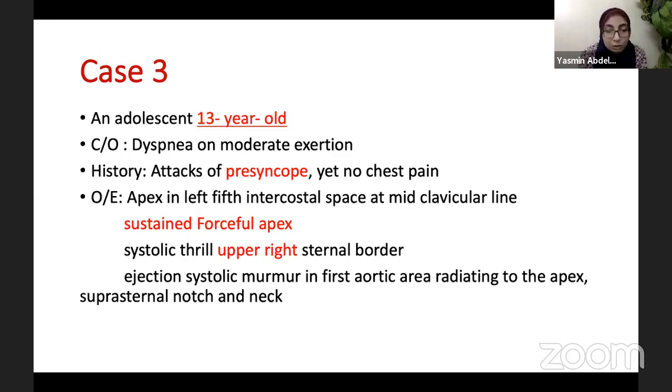Once you encounter this murmur, I think you must think of aortic stenosis. And you must further investigate the level of this aortic stenosis.